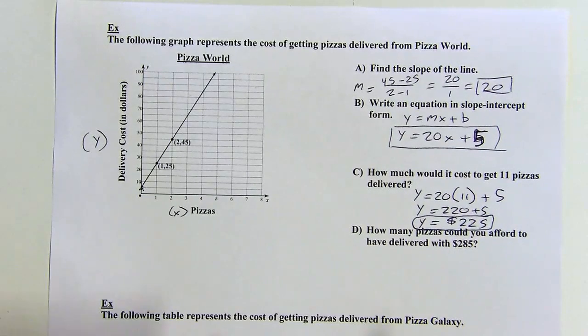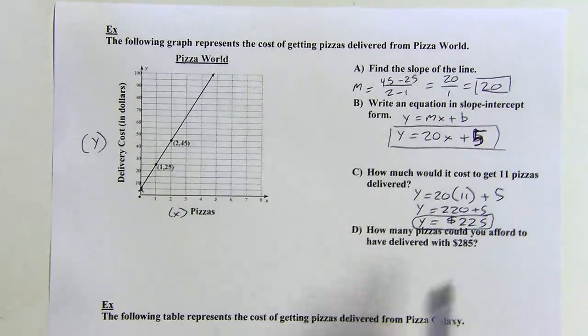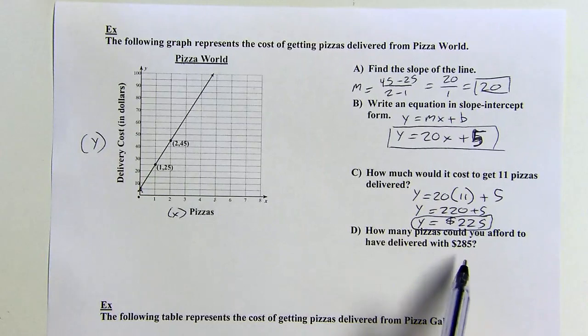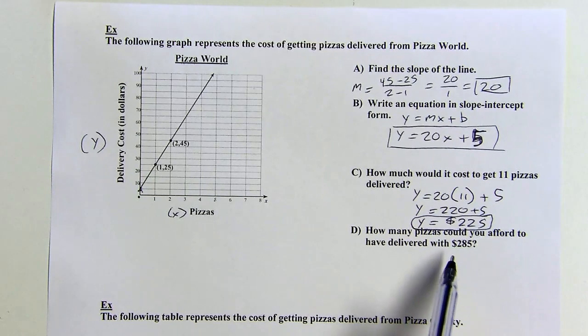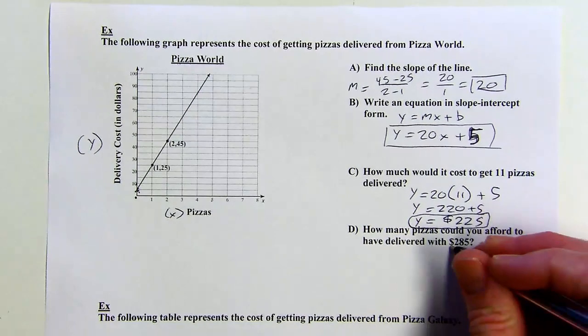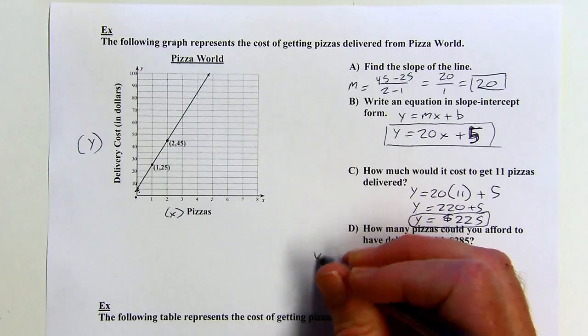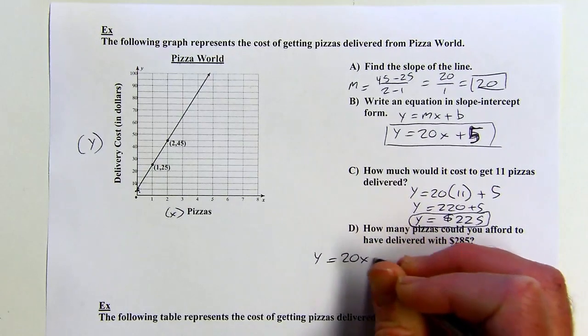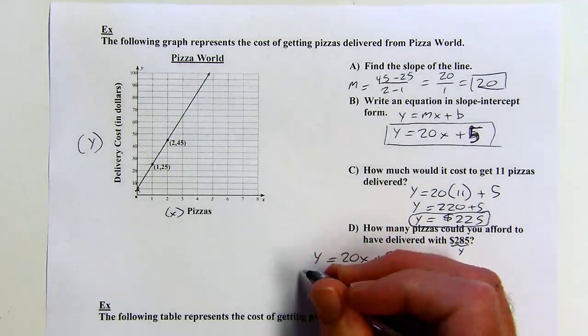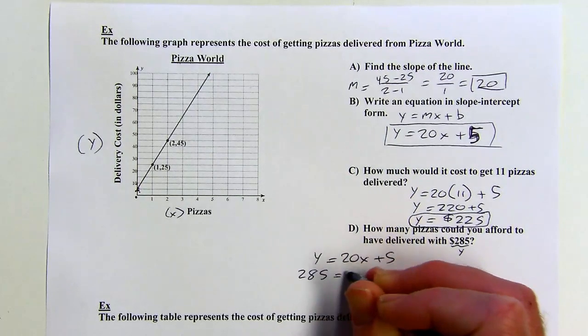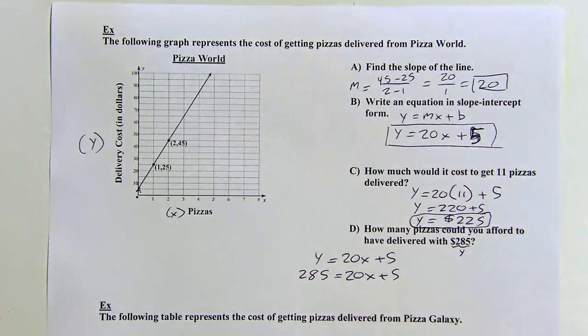Okay, this one says how many pizzas could you afford to have delivered with $285. Okay, so this time this is going to be the y because that's the cost. We know what the cost is already, we just don't know how many pizzas we get. All right, so we're still going to use this equation that we wrote, but this time we're plugging in 285 here, and we want to solve this for x.